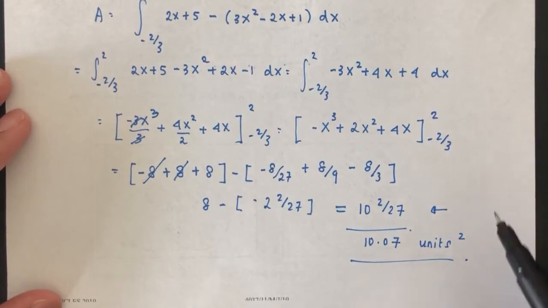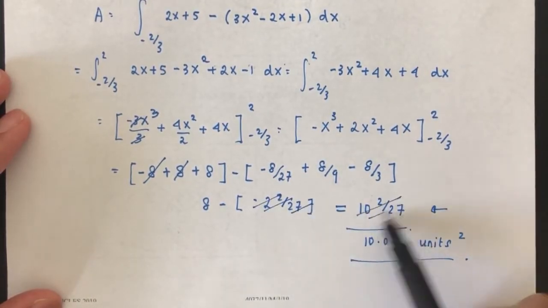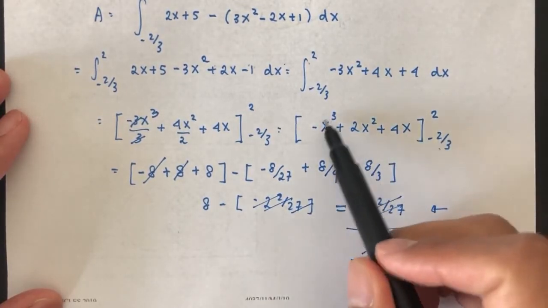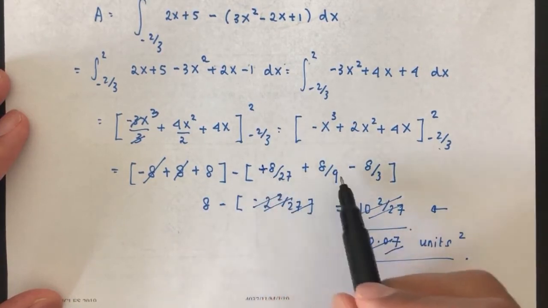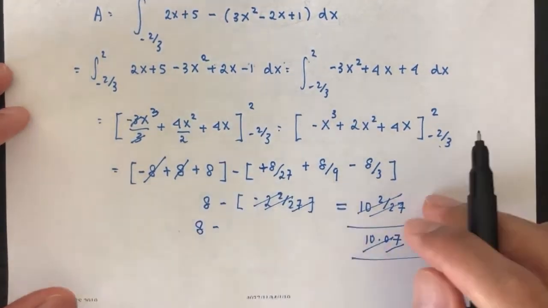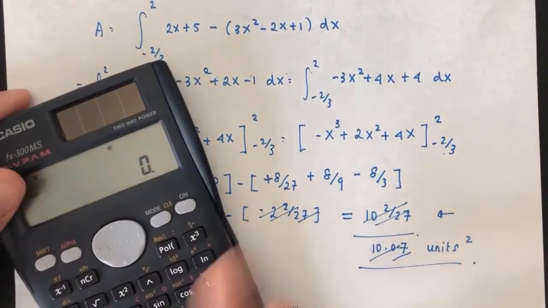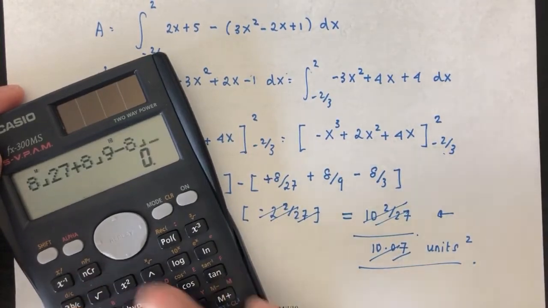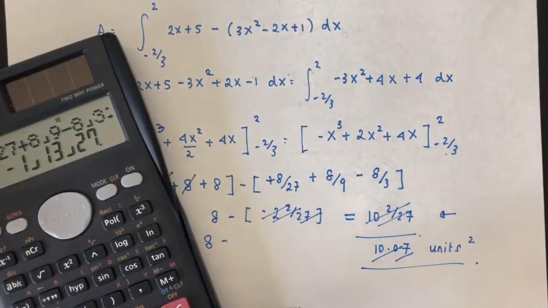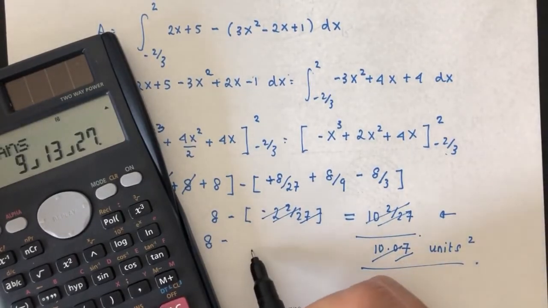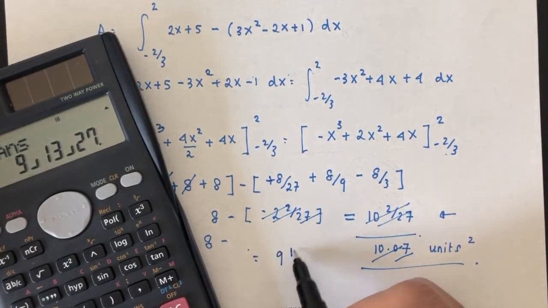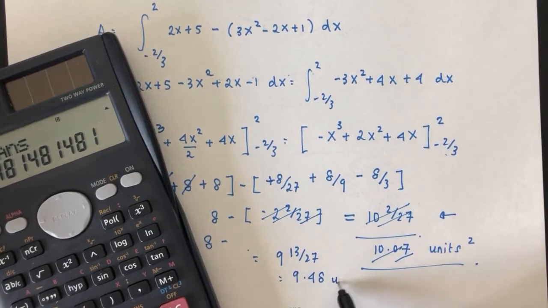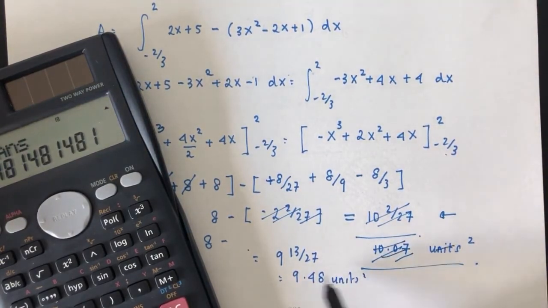So here I did make a little mistake. This is not the correct value here. The mistake I made was when I put this value in, it should become plus. So plus this, plus that. So let's do it again. 8 minus, so that will be 8 over 27 plus 8 over 9 minus 8 over 3. That will be this. So 8 minus the answer. That should give me, so your answer should be 913 over 27, which is 9.48 units squared. So this will be your answer.